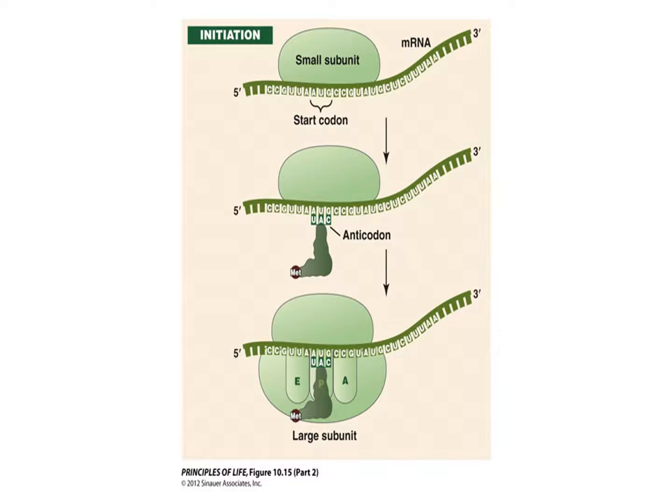So if we look at this picture, we see the small subunit and the mRNA attached there. The tRNA with the anticodon comes over and finds that AUG, and then the large subunit puts that AUG codon into the P site. So now we see a charged tRNA there, we see the methionine that's charging the tRNA, we see the small and the large subunit, and we see the ribosome.